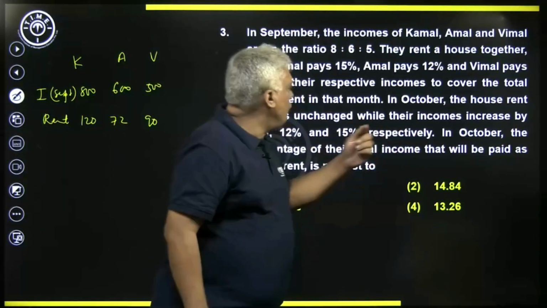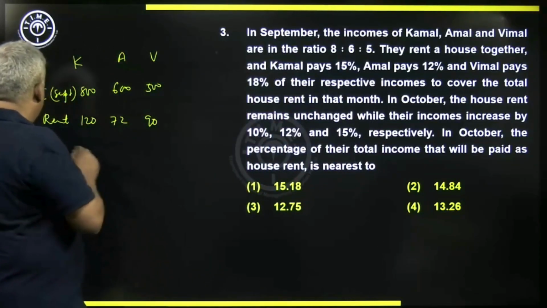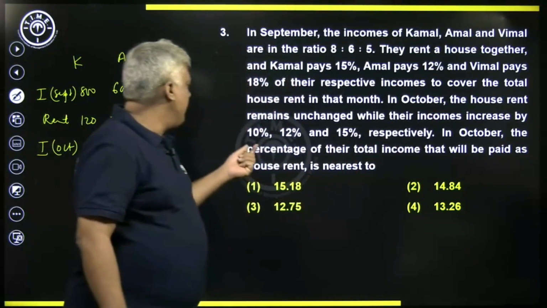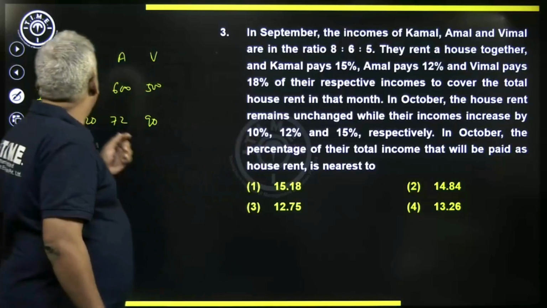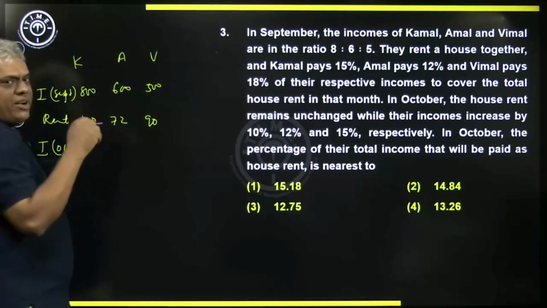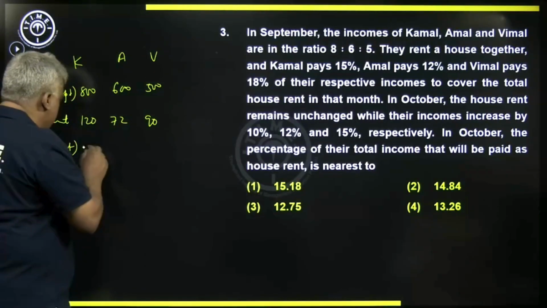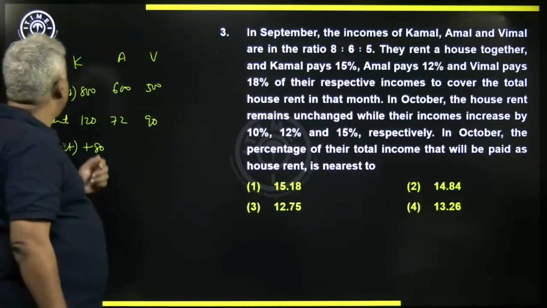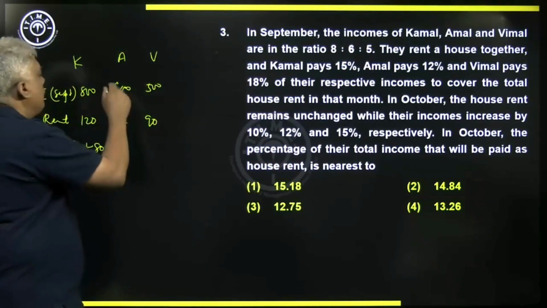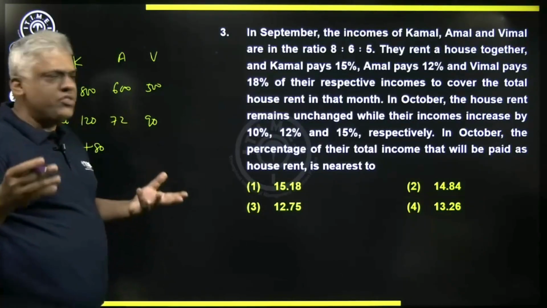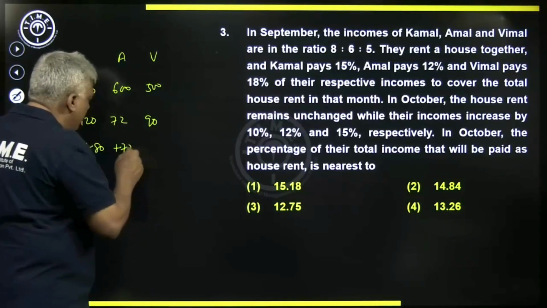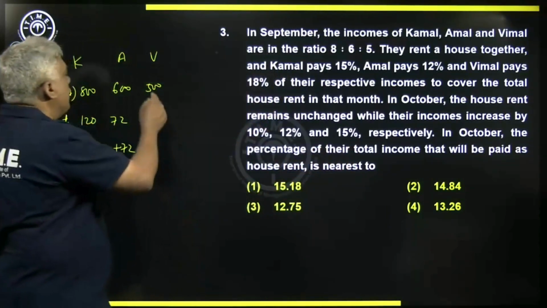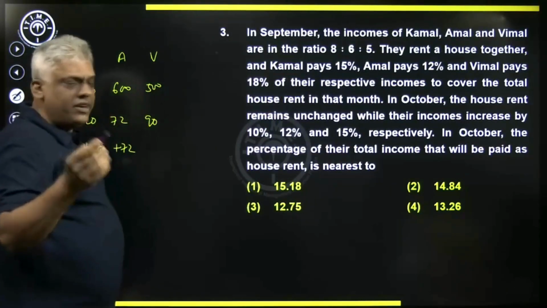In October, the house rent remains the same and their income increases. So, let us write their October income. In October, income increased by 10%, 12%, 15% respectively. So, Kamal's income increased by 10%. 10% of 800 is 80. I am just writing the increment, plus 80. So, it is 800 plus 80. Now, Amal increased by 12%. 12% of 600 is 72. So, it is increased by 72, that is 672, the new income. And Bimal increased by 15%, 1% is 5, 15% is 15 5s, which is 75.